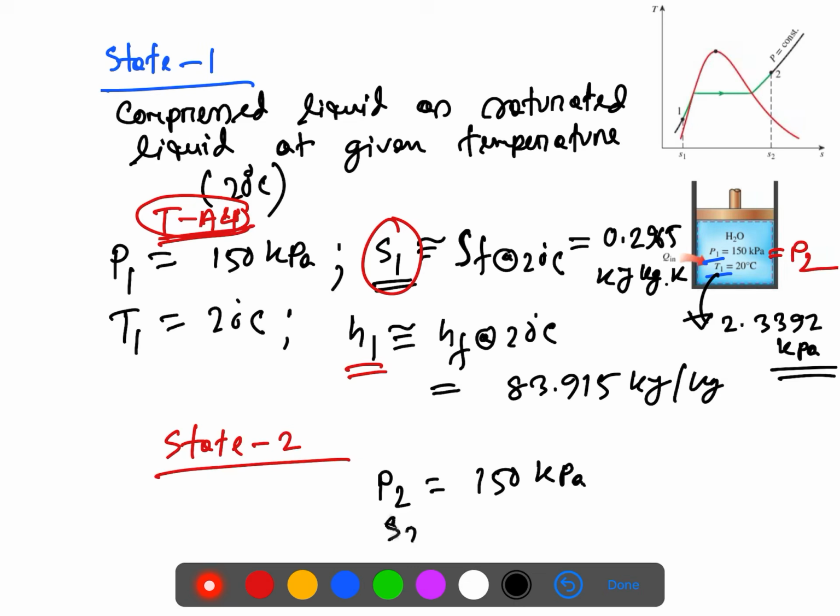That's only one variable we know. But we need S2. So if we want to use the table, then we need at least one more property, right? Otherwise we can't calculate the entropy S2. So we know only the pressure, so we need one more property. So what we can do, guys, we can calculate h2, as we got h1 from table A4 for the initial state. If we can calculate h2, then by using this pressure and the enthalpy, we can get the entropy, right? So what we can do here is the energy balance.